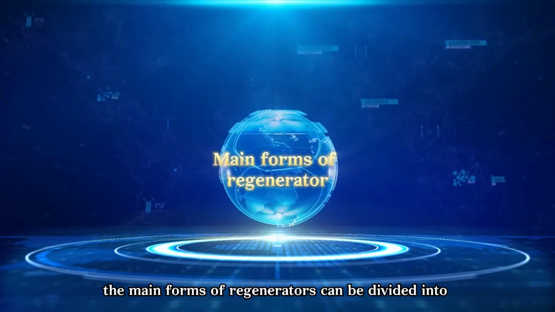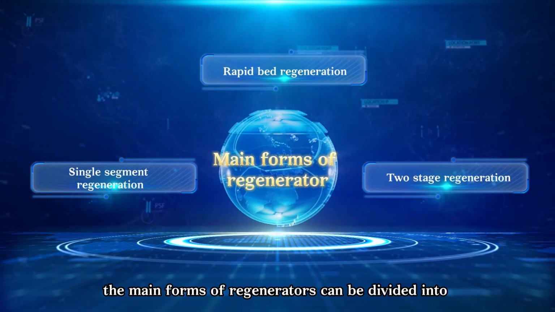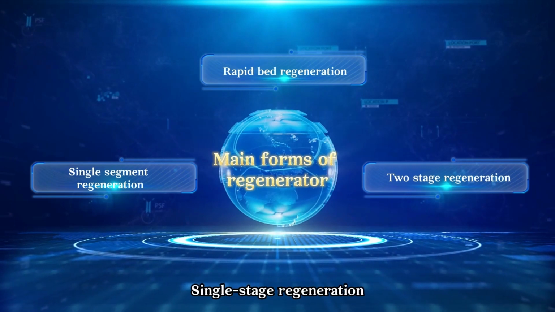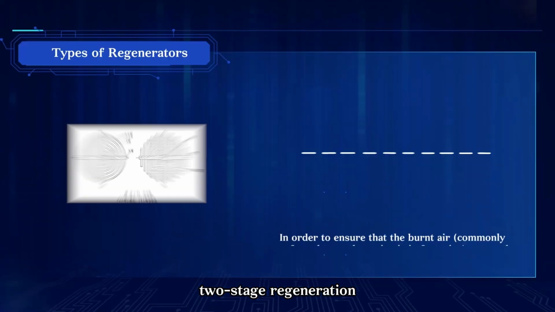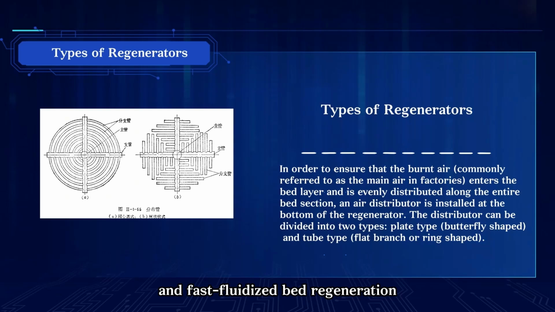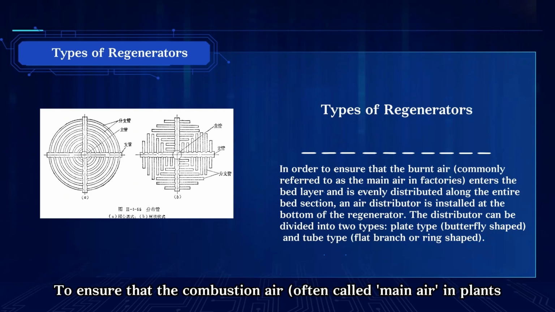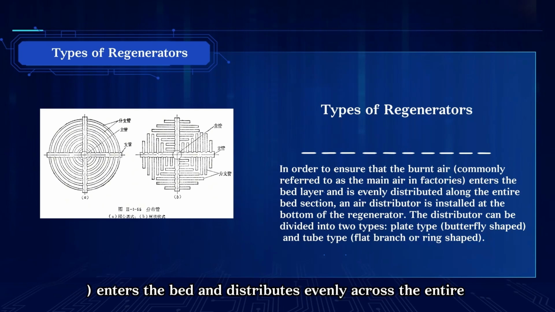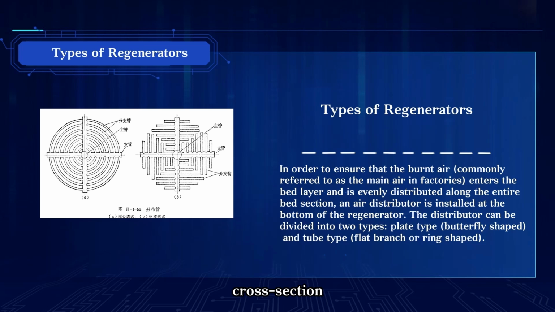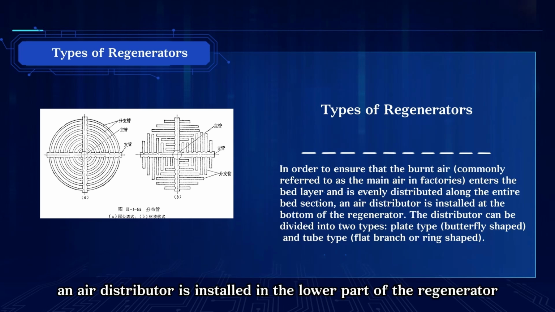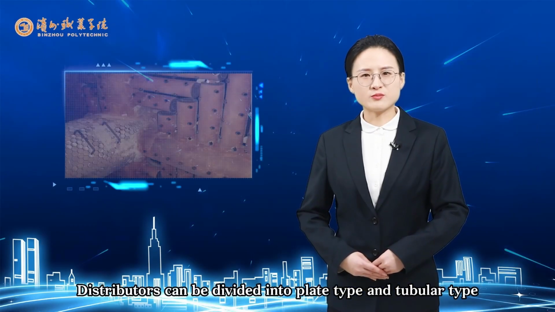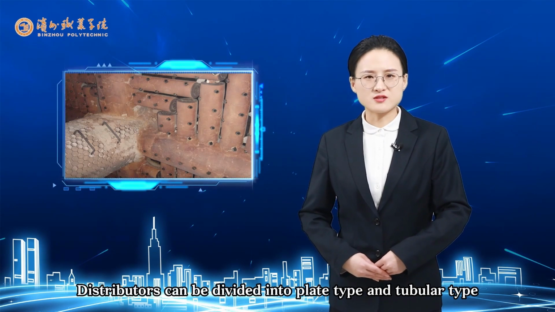In industry, the main forms of regenerators can be divided into three categories: single-stage regeneration, two-stage regeneration, and fast fluidized bed regeneration. To ensure that the combustion air, often called main air in plants, enters the bed and distributes evenly across the entire cross-section, an air distributor is installed in the lower part of the regenerator. Distributors can be divided into plate type and tubular type.